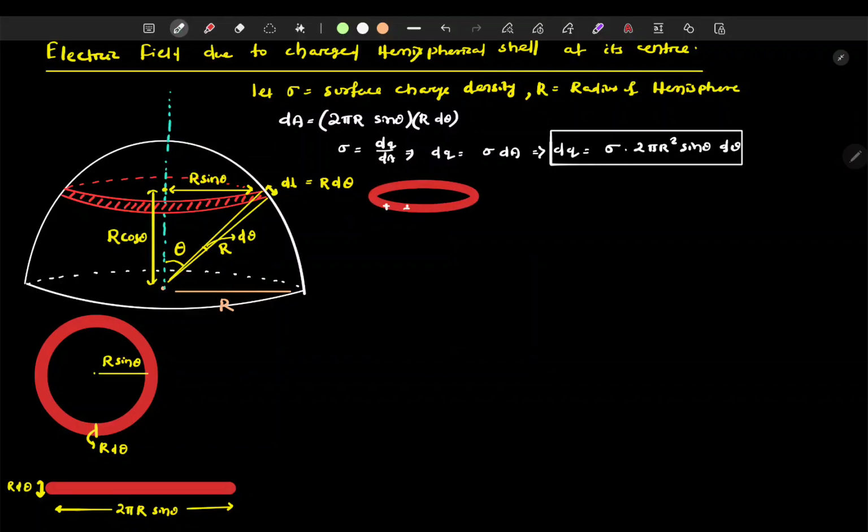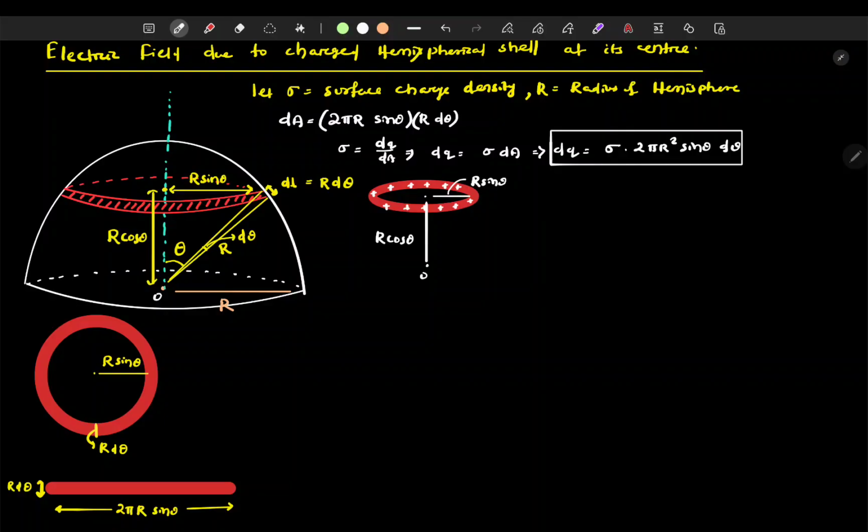Yes, and in this case the radius is your r sin theta, and at a distance r cos theta, your point of observation O is there, at which electric field intensity is to be calculated. So this intensity will be dE, and this radius is your r sin theta. Very good. So what is our formula?